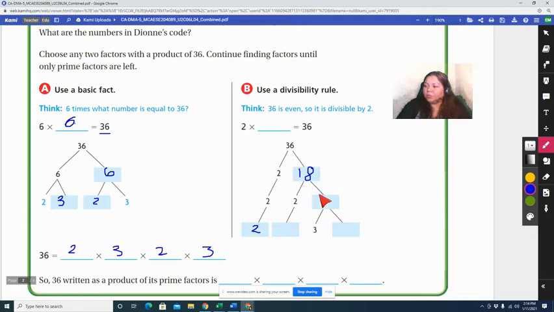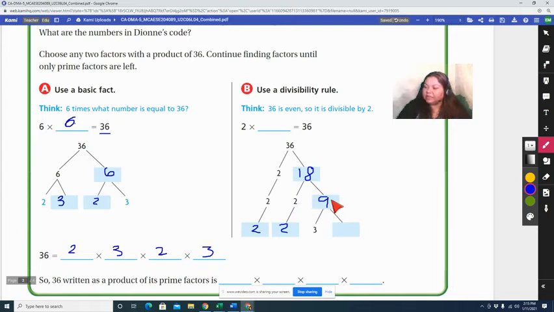Okay, so 18. 2 times what? Well, I know one of the factors could be a 2 because 18 is an even number. So 2 times what number equals 18? Well, 9, right? 2 times 9 equals 18. So I'm carrying down my 2.